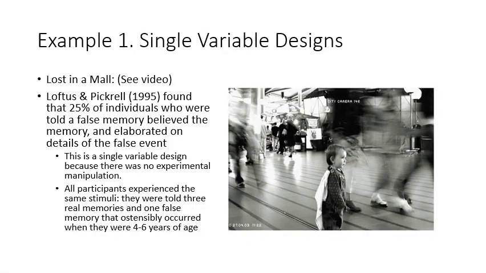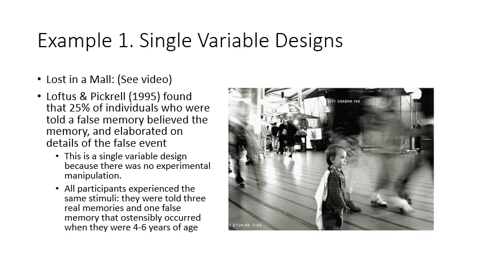So, first example of these four that we just mentioned, a single variable design. You already looked at the video of Lost in a Mall. So you'll be familiar with this study by Loftus and Pickrell, who found that 25% of individuals who were told a false memory believed the memory and elaborated on the details of the false event. Now, that means 75% didn't believe the memory. But nevertheless, 25% is quite a lot.